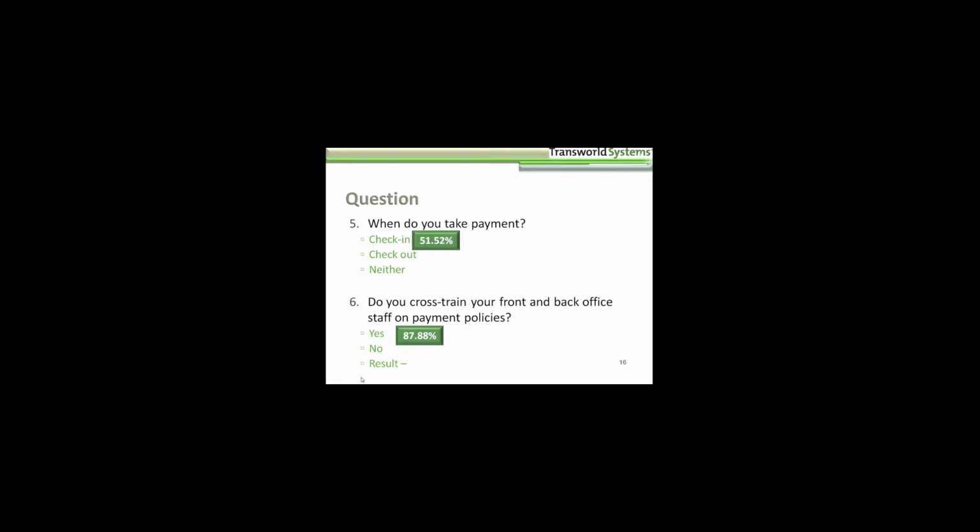51.5% take payment at check-in, and almost 88% cross-train their front and back office staff on payment policies. This is a critical piece to ensuring your patient continuity experience from end to end of their appointment.